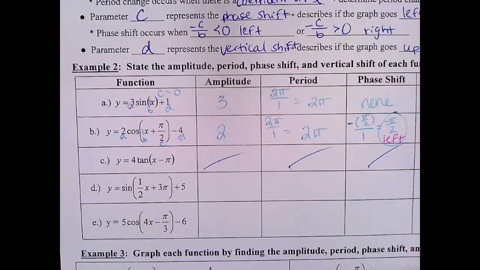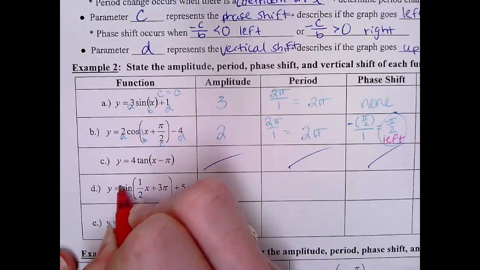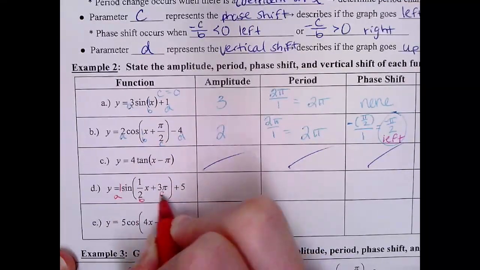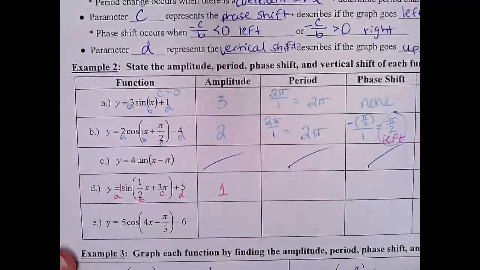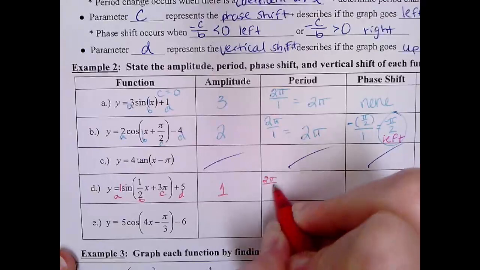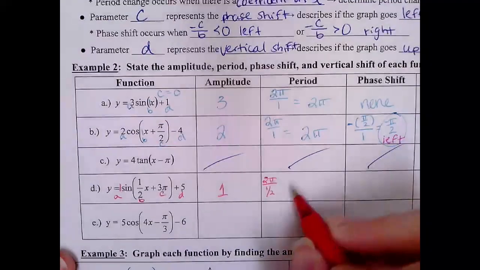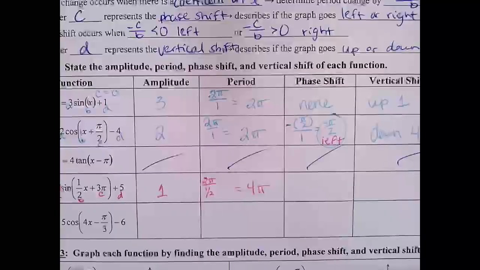Hopefully you pause the video. So again, labeling is helpful. There's an invisible 1 here if there's nothing there, so that's A, B, C, D. So your amplitude is 1, A is 1. Your period, 2 pi divided by a half, or keep change flip, 2 pi times 2, essentially becomes 4 pi. The period is 4 pi.